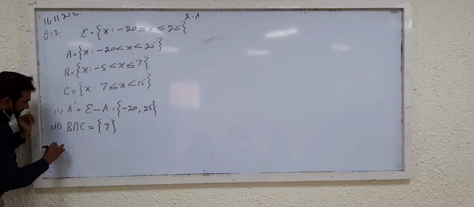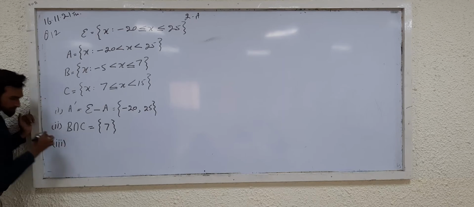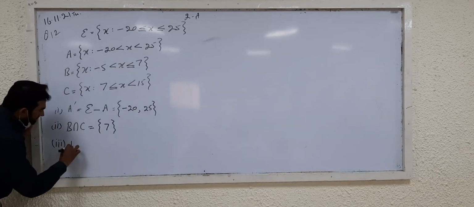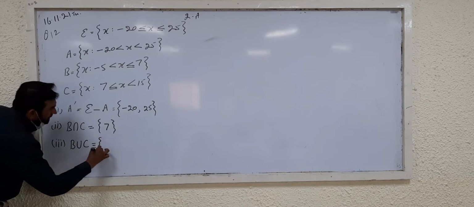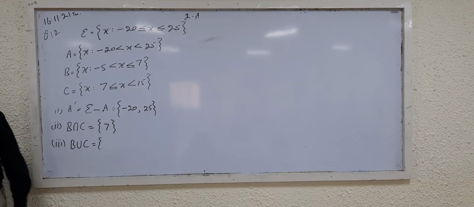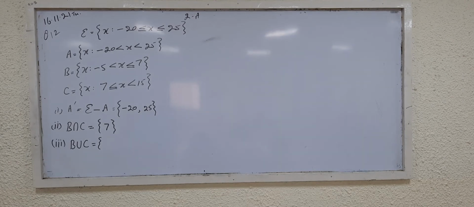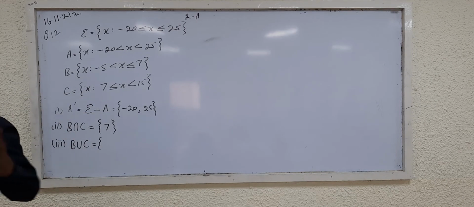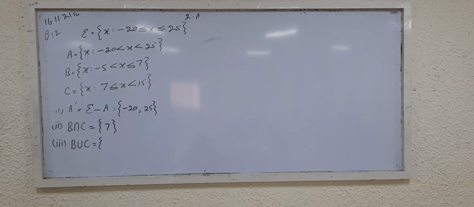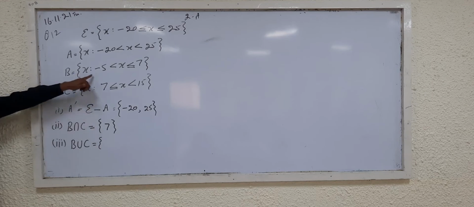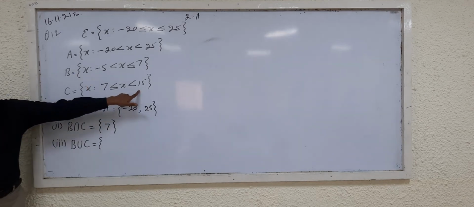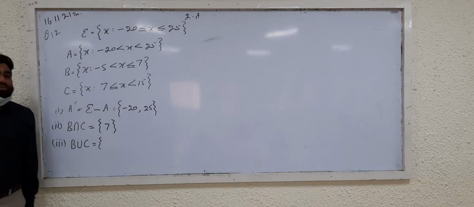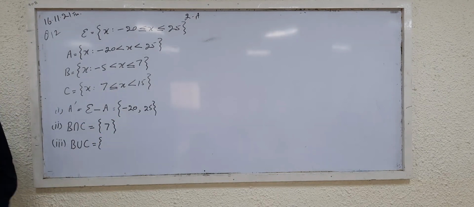Okay. Third part. In the third part, B union C. Which elements should be written? 7 only? Why? Actually, when I am talking about union, you mean all the elements including both. So, greater than minus 5, but less than 15, because here the equality sign is not with minus 5. So, all the numbers greater than minus 5, but less than 15, within this range.